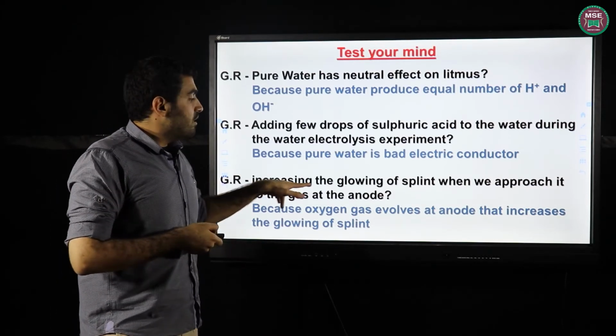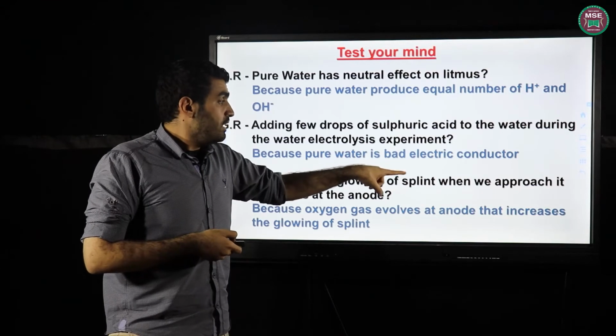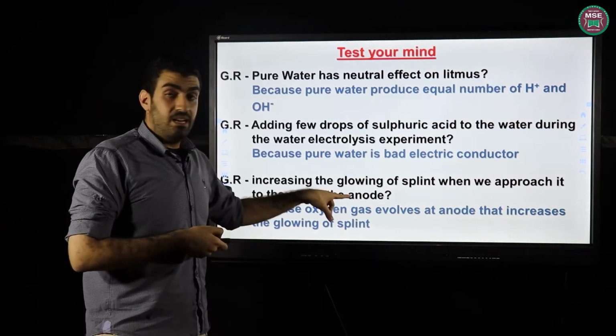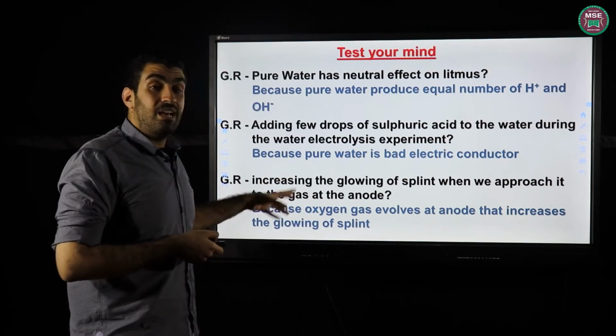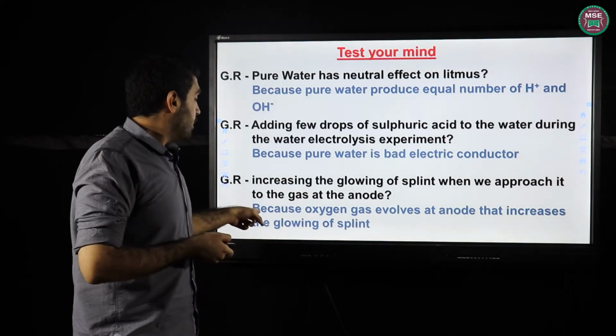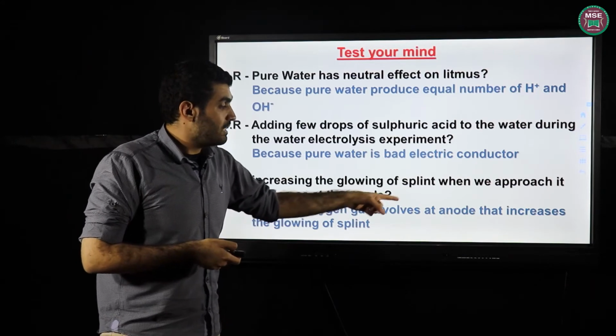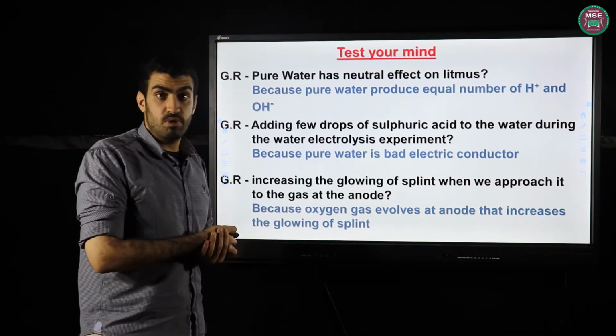Give reason, increasing the glowing of a splint when we approach it to the gas at the anode. Why? When we approach a glowing splint to the gas found at anode, which is oxygen, because oxygen gas evolves at anode, it increases the glowing of the splint.